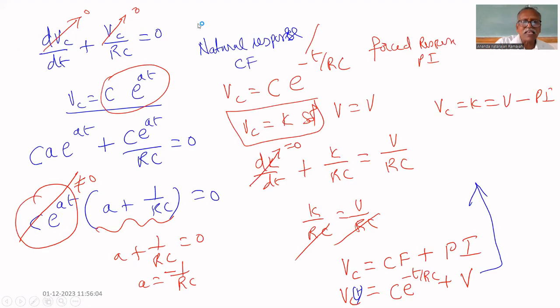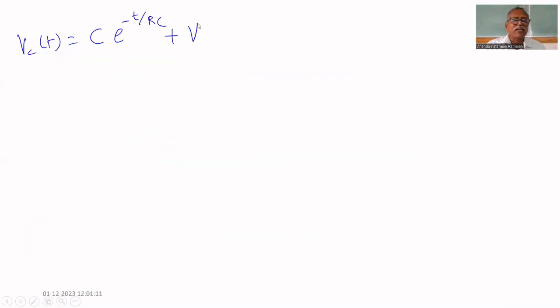The solution now we got. Vc of t equal to complementary function. What is complementary function? C e power minus t by Rc plus particular integral V. We got the solution. Now we have to find C also. Not yet we found the C. C we assumed. C is assumed solution, C e power At. Already we found A. Now C we have to find. For that, let us assume that initial condition, final condition we have to apply.